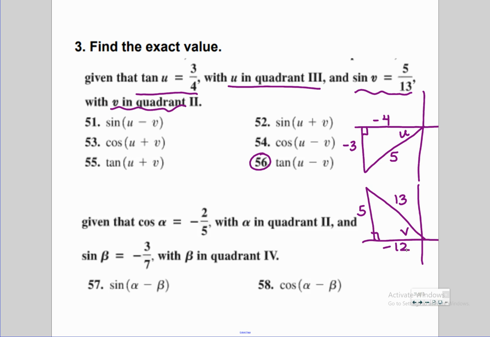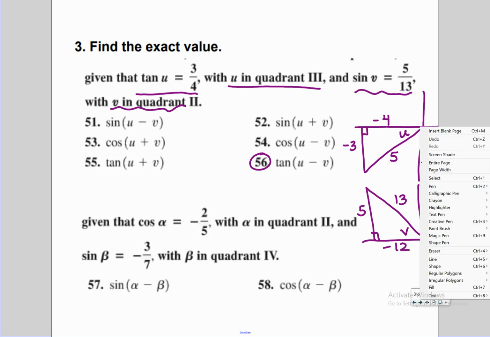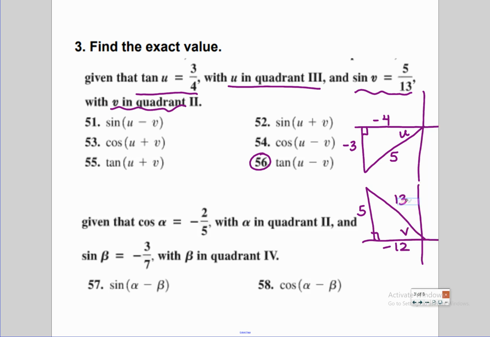Okay, so all of that, it doesn't matter what you would have picked, 51 through 56, you would have to do these two triangles, start out exactly the same way. Once you have the pictures, now you go to the identity you're trying to find, which in this case is that tangent U minus V that you guys picked. So you can find that on your sheet. It's tangent U minus tangent V all over 1 plus tangent U tangent V.